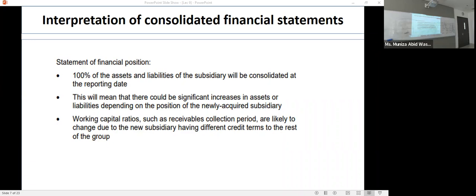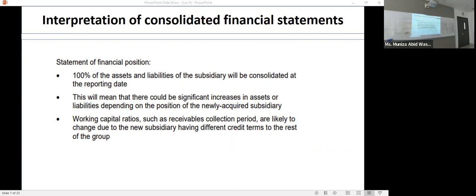They say working capital ratios. What are working capital ratios? All those position ratios which we have calculated. Receivables days, payable days, cash operating cycle, all are working capital ratios. Working capital ratios such as receivables collection period are likely to change due to the new subsidiary having different credit terms to the rest of the group.